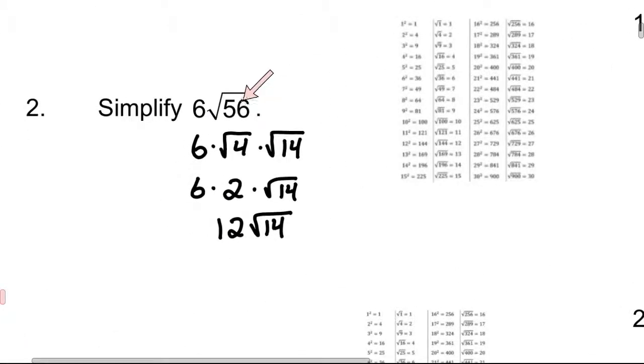So I'm going to fly through this because this should be pretty easy by now. Is square root of 56 a perfect square? It is not. So what is the biggest number that goes into it? The biggest perfect square is 4. So 4 times what? 14. I know the square root of 4 is 2. 2 is now on the outside. 6 times 2 is 12. Final answer, 12 root 14.